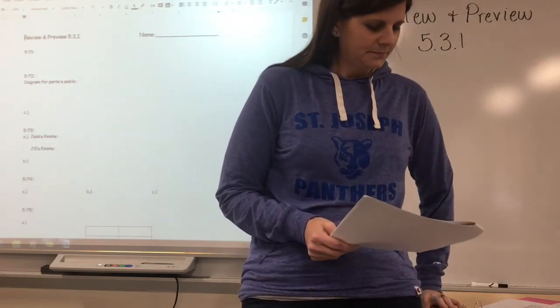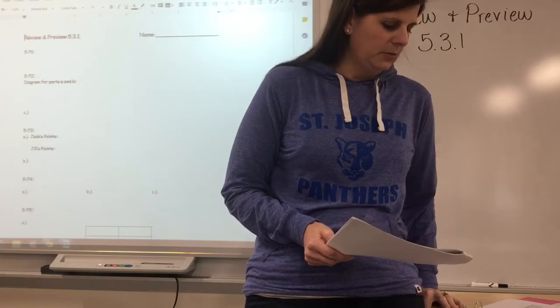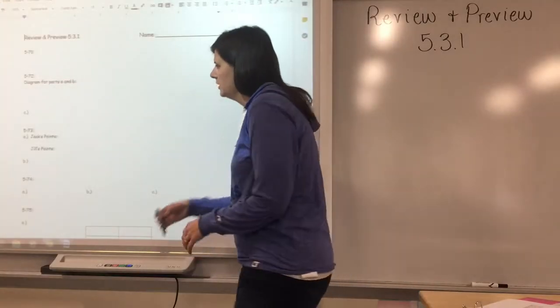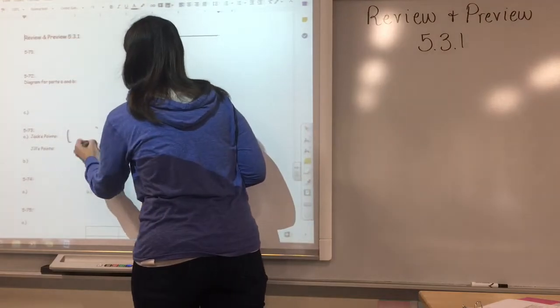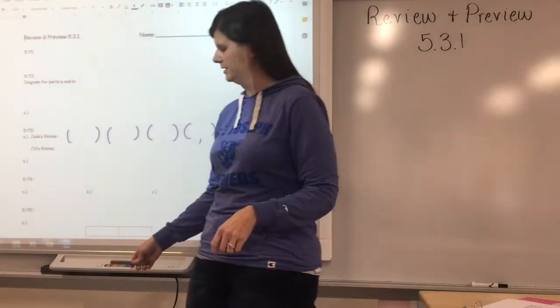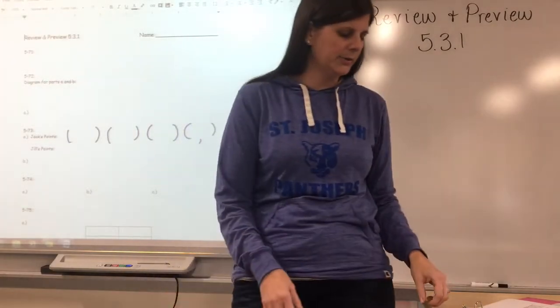On 73, we've got some points that are being put here on this coordinate plane. Part A asks you to name those points. There are 4 points for Jack, 4 points for Jill. So on each of those points, when you're labeling them, make sure they are inside ordered pairs. A comma separates the X and the Y value.